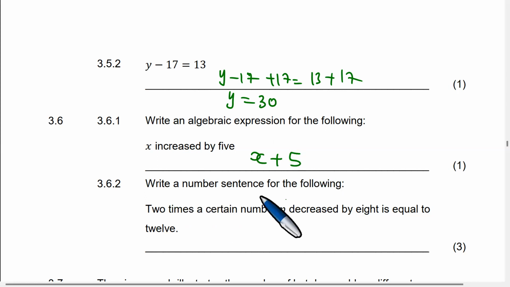Plus 5. Write a number sentence for the following: 2 times a certain number p decreased by 8 is equal to 12. What do we write? What is the answer? Is it 2 times p minus 8 equals 12? Okay. 2 times a number p decreased by 8 is equal to 12. So it's 2 times a number p decreased by 8 is equal to 12, like this, right?